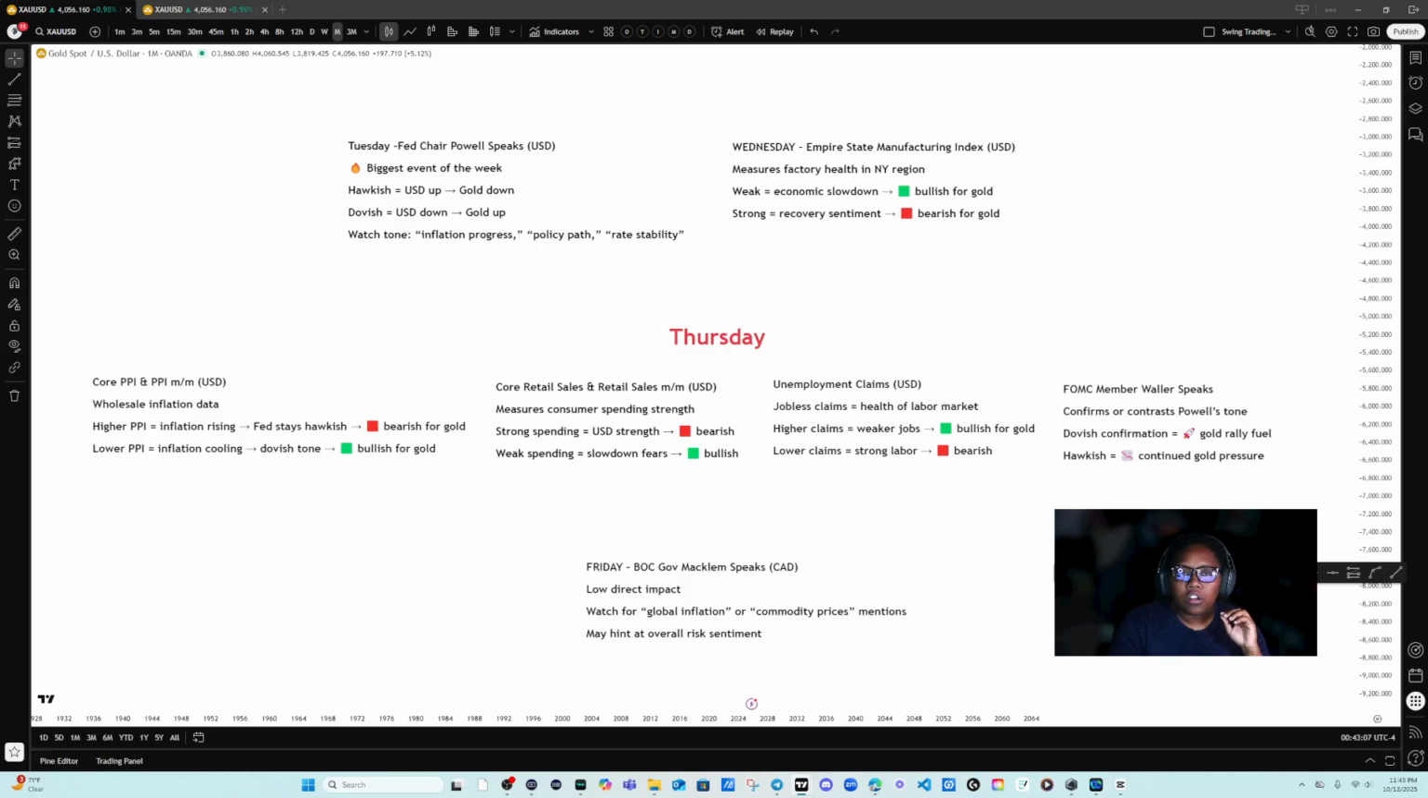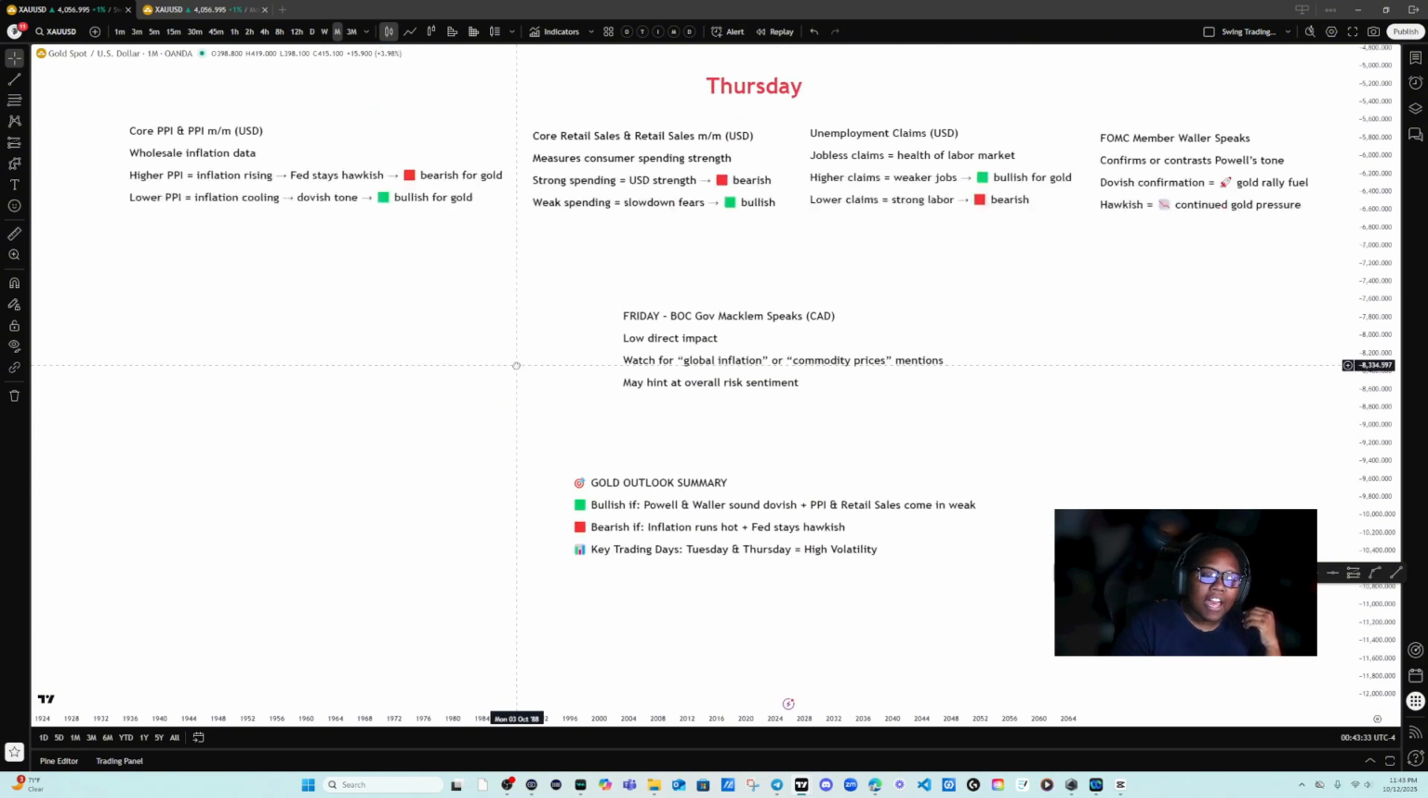FOMC member Waller speaks and echoes Powell's tone. If both sound hawkish this week, expect USD to gain and gold to retrace. If either hints at easing, that's confirmation of a gold breakout setup. Back to back bearish tones plus weak data equals gold rally continuation. When central banks talk, commodities walk.